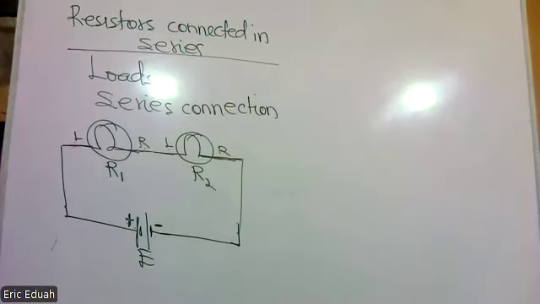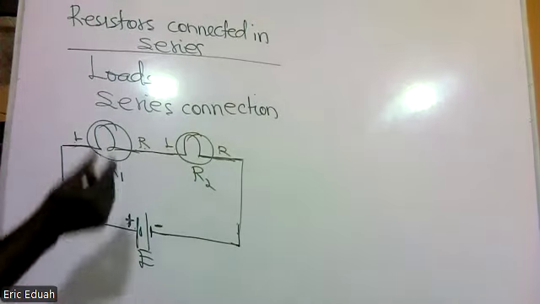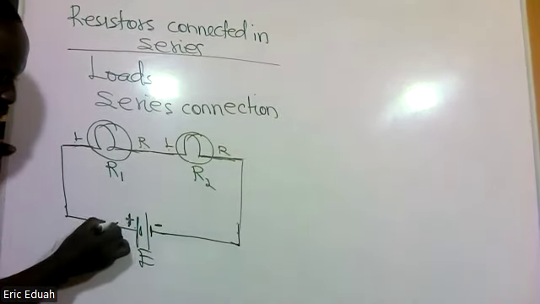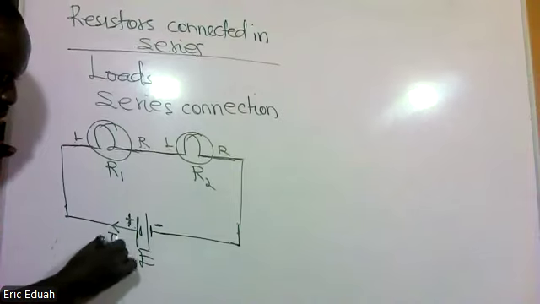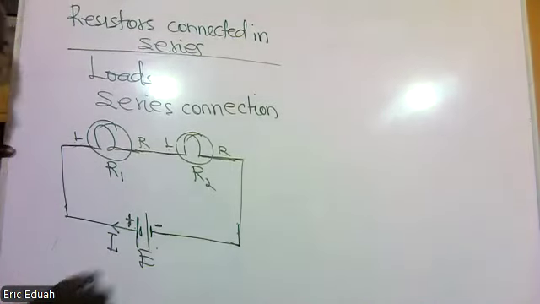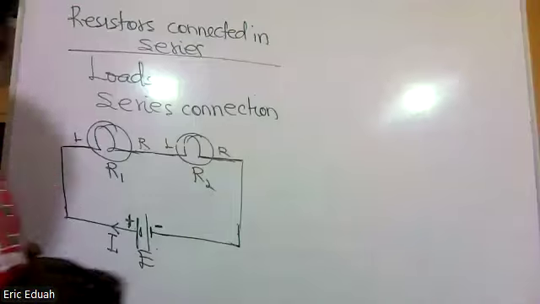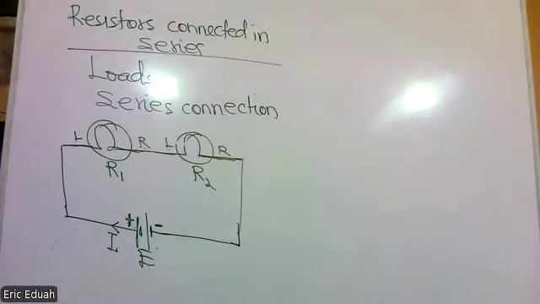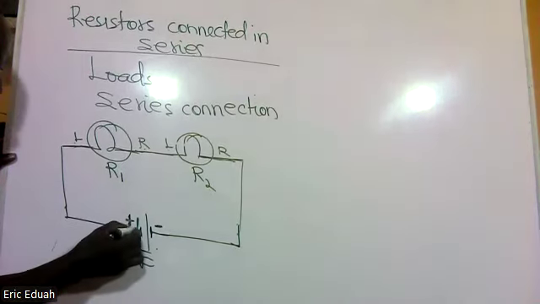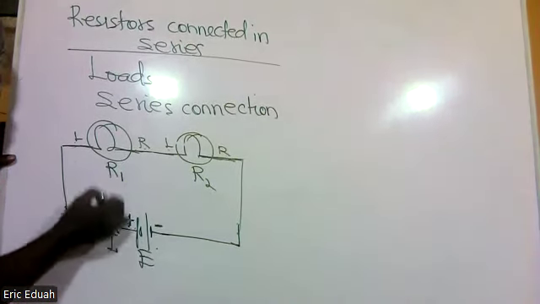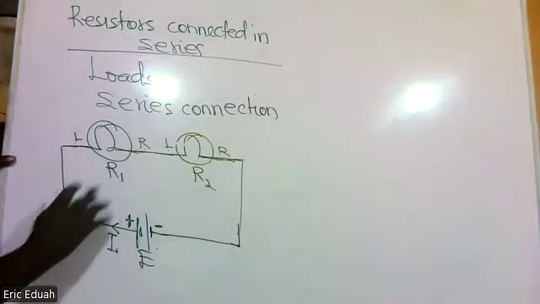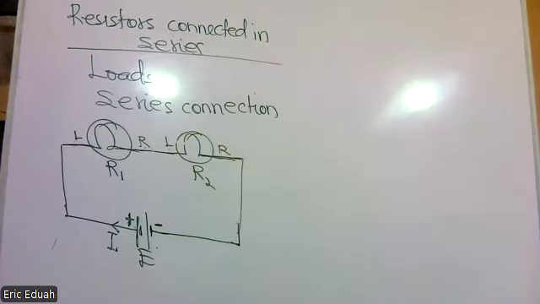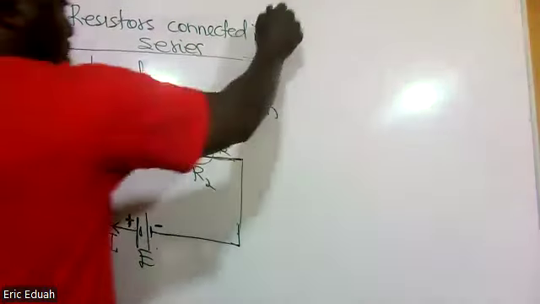Now, when resistors are connected in series, conventionally, current always flows from the positive and then enters into the negative. When resistors are connected in series, the current flowing through each one of the resistors is the same. Same current will flow through all of them.